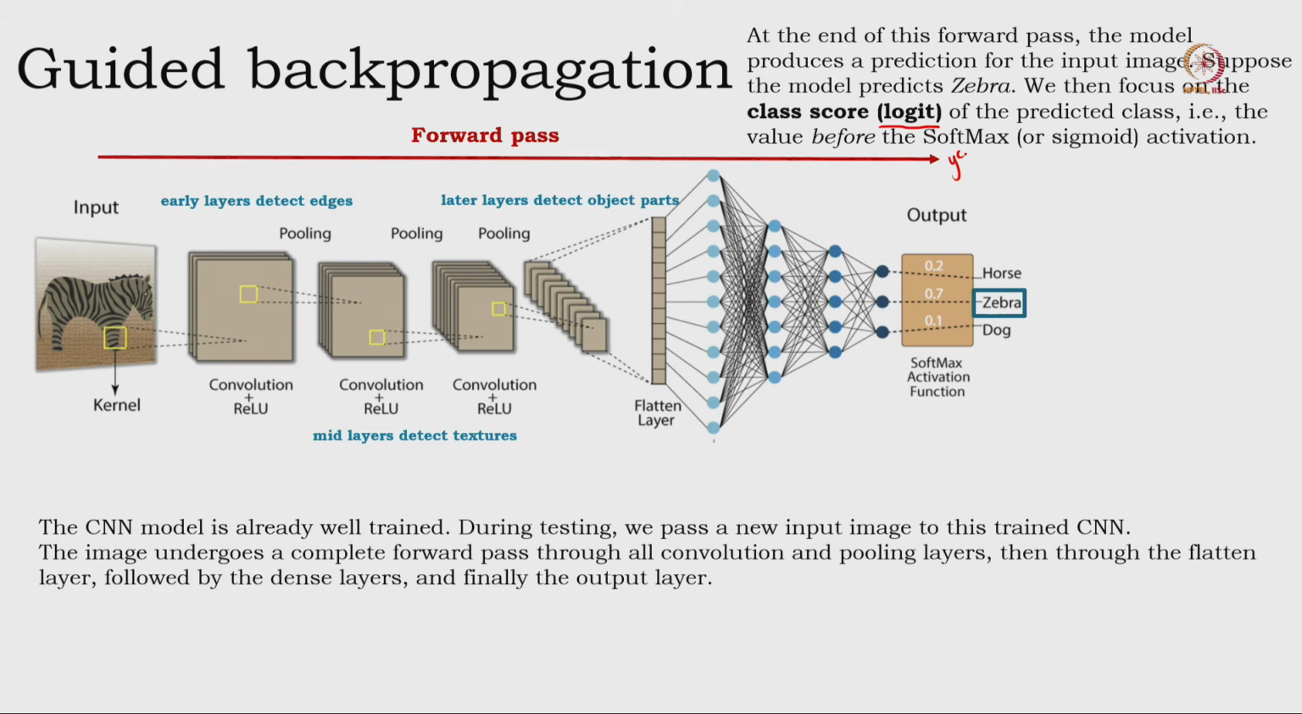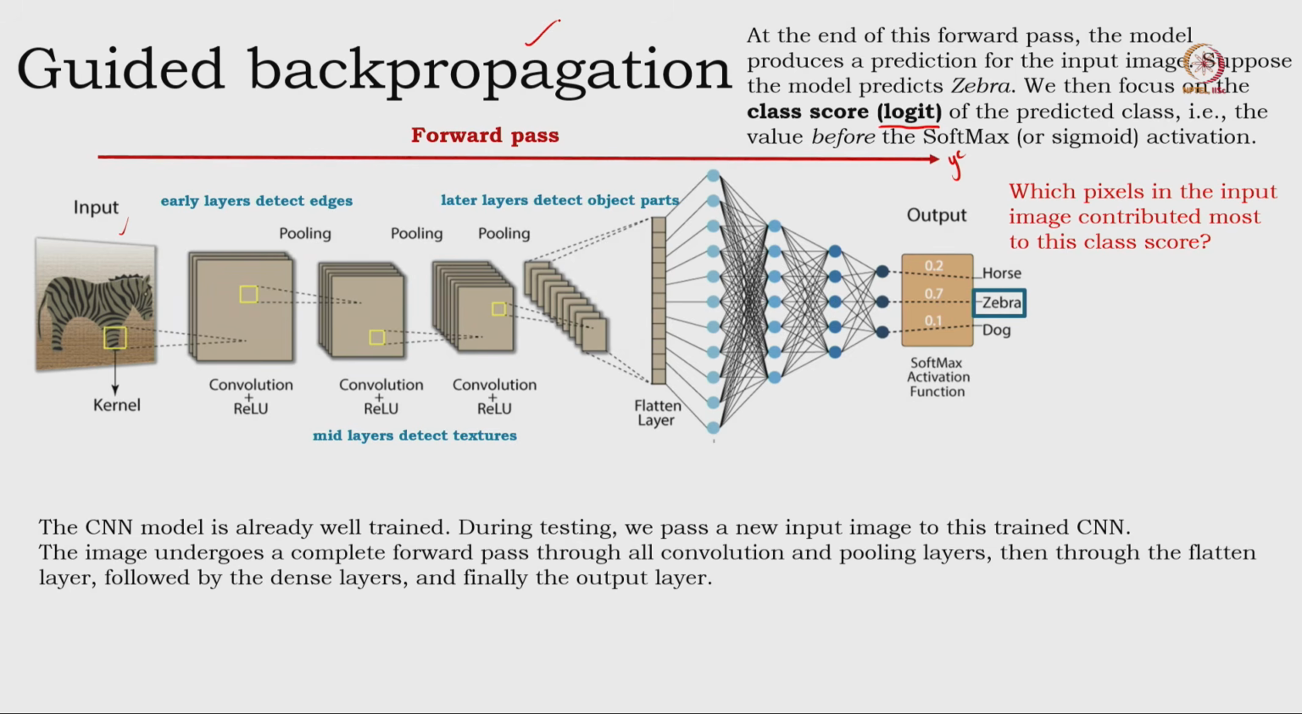Now, if the model has predicted it as a zebra, the most important question we will be asking is: which pixels in the input image contributed the most to this class score? When we ask this question to the CNN, the CNN will not be in a position to answer it. Therefore, we will be using an explainable AI technique, and that technique is guided backpropagation.